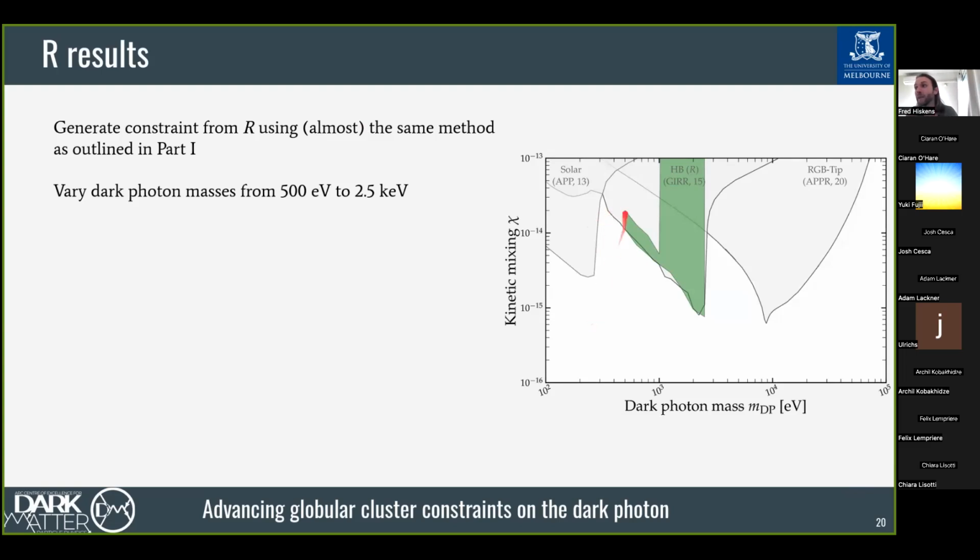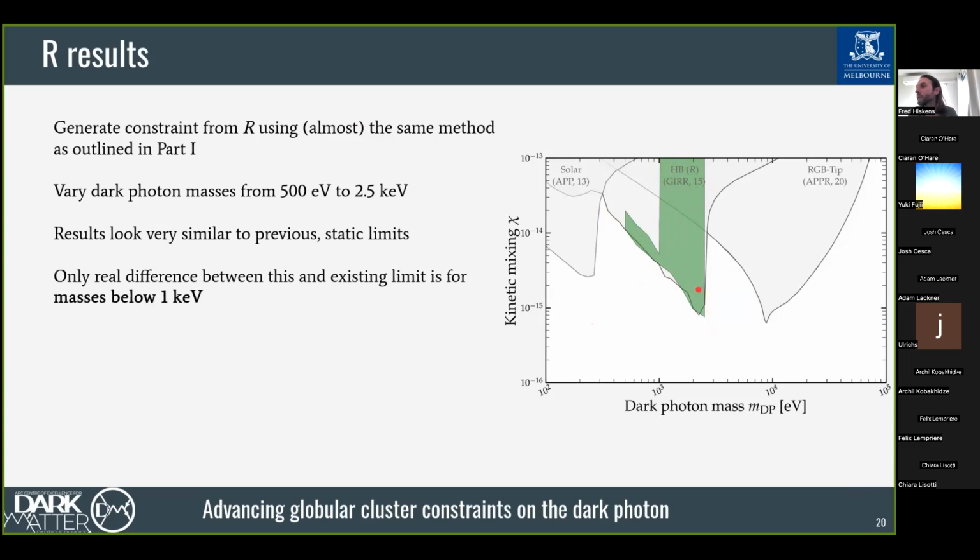So that's something we'd quite like to have a look at in the future, really. Generally speaking, the results, at least on the lower edge here, resemble that of the previous bound. That's the black line in the background. The main difference between that one and our results is for masses below 1 keV, where our limit clearly has an upper boundary.